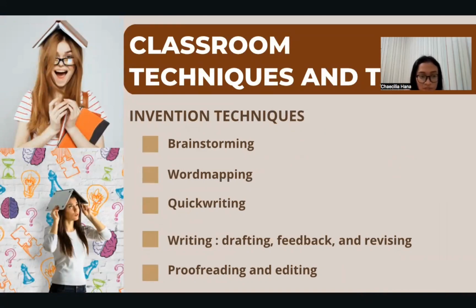The next is about classroom techniques and tasks. This is about the invention techniques. The first one is brainstorming. Brainstorming can be done individually or in pairs or groups of students. In a brainstorming session, students list all of the ideas they can think of related to a topic, either in writing or aloud, quickly and without much planning. If no topic is given, then the student can brainstorm possible topics.